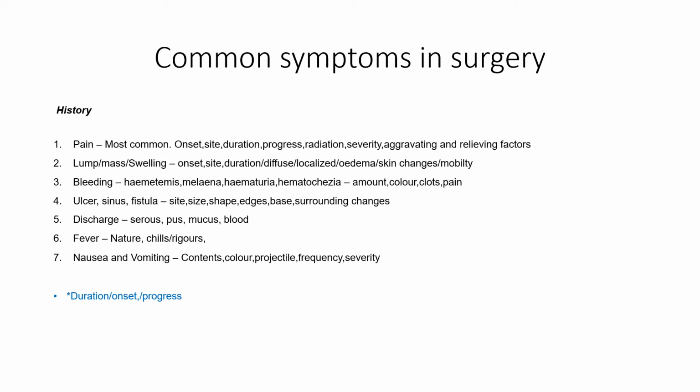Whatever the symptom is, the 7 categories of symptoms which I mentioned, you must always find out the 3 important things: the duration of the symptom, the onset of the symptom, and the progress of the symptom. Okay, these are very important.